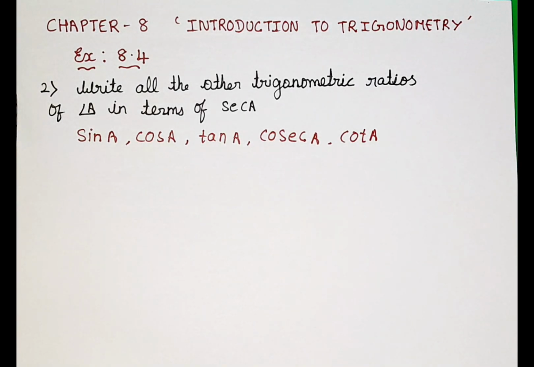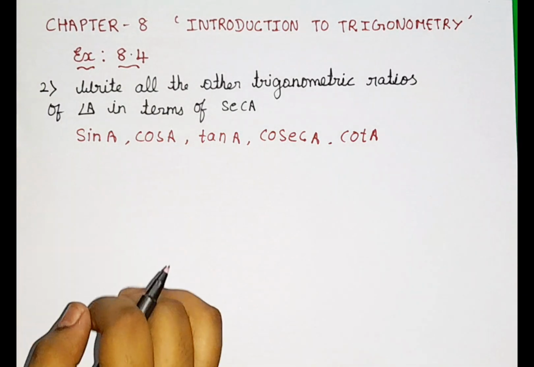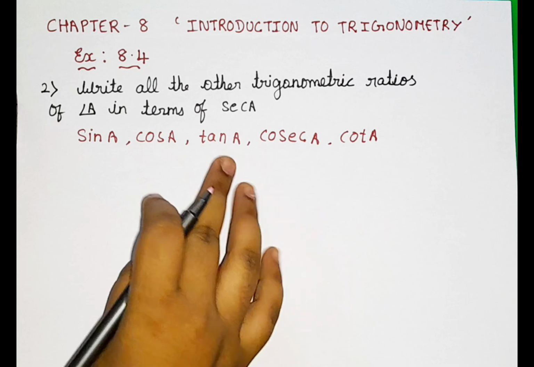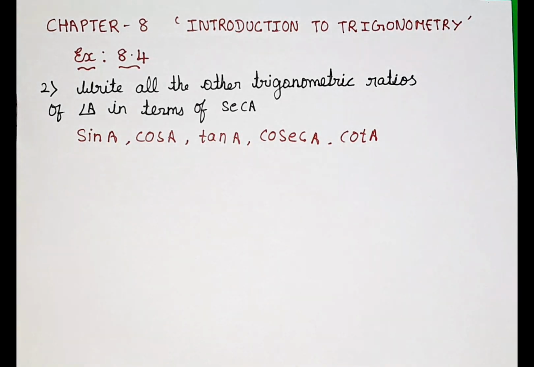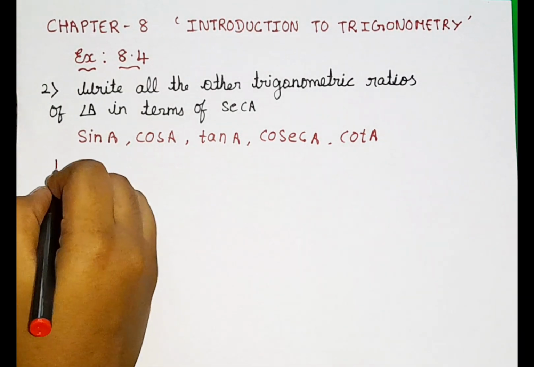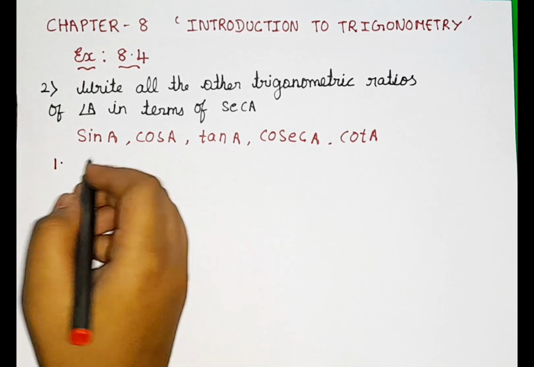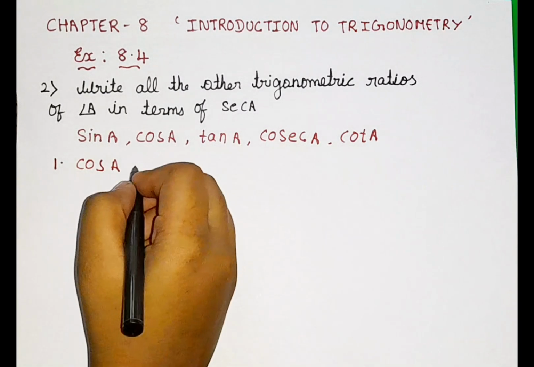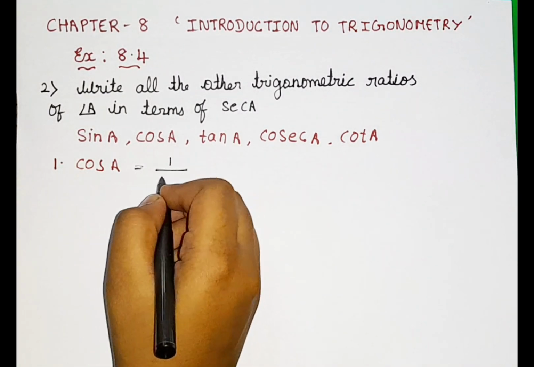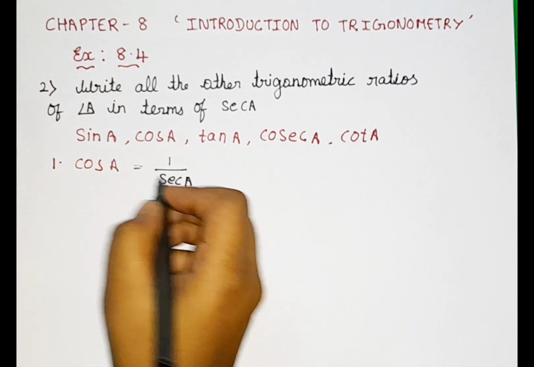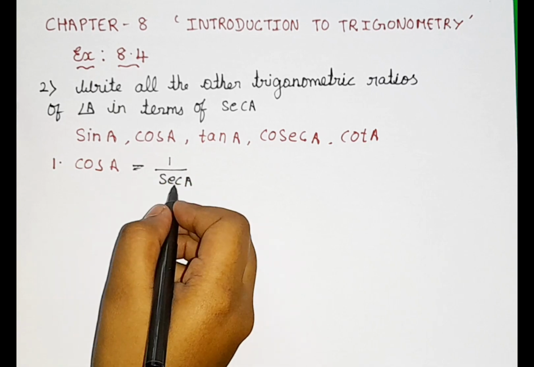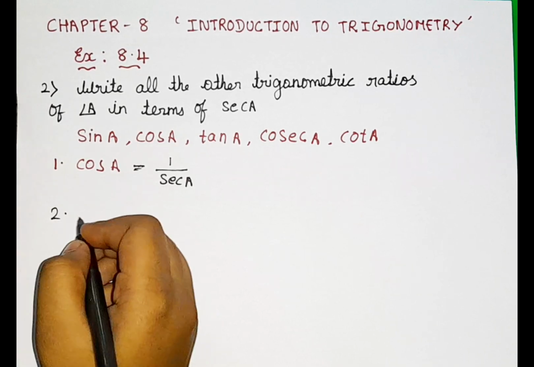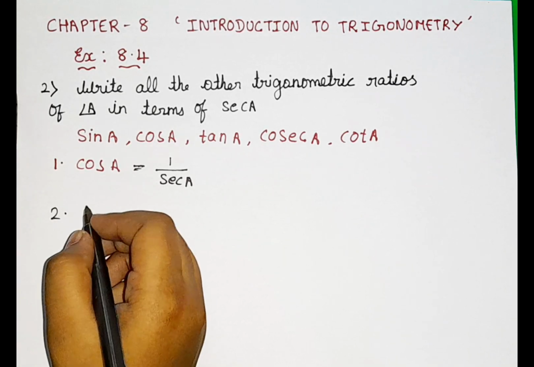Okay, alright. So now we have to solve it. How? We have to convert all these ratios in secant A. Okay, alright. So first let us solve it for cos A. Why? Because we have a formula for cos A. So cos A is equal to 1 by secant A, isn't it? So now I just converted in terms of secant A. So this is our answer for cos A. And for the second one, let us do it for sin A.